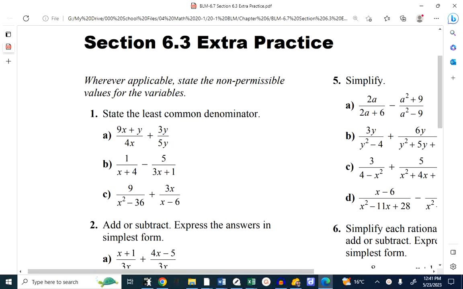So it's been a while. Let's take a few moments and recap where we're at. This unit deals so far with rational expressions.